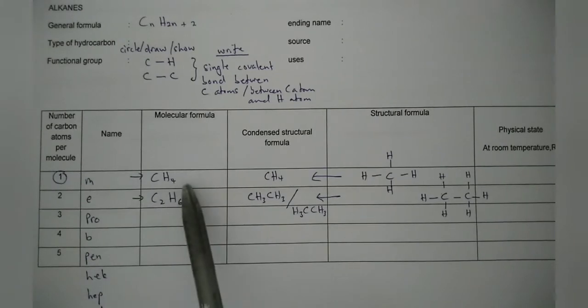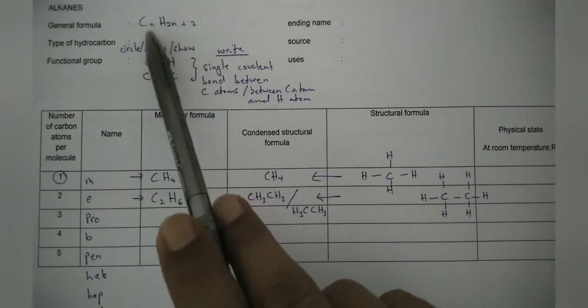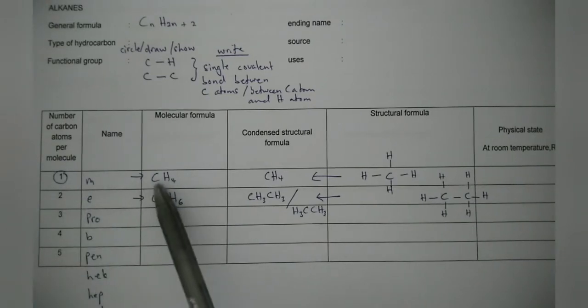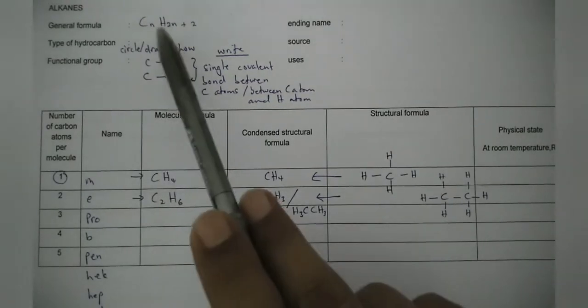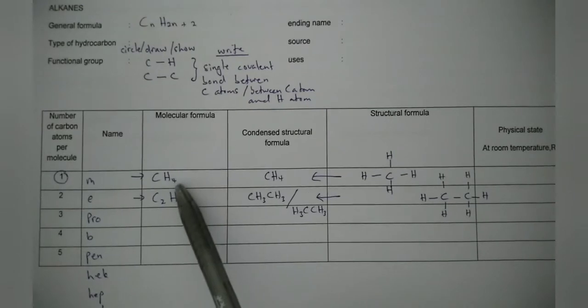So how do we get the molecular formula for methane? We refer to the general formula. When we use the general formula CnH2n+2, methane has 1 carbon atom per molecule. So carbon n is 1, C1, H2 times 1, 2, plus 2, is 4. So the number of hydrogen atoms is 4. The molecular formula for methane is CH4.